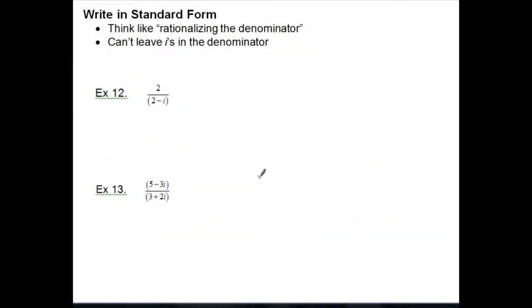Okay, here's the reason why we have to be able to find complex conjugates. Just like you're not supposed to leave square roots in the denominator, and you have to multiply by the square root of 3 to get rid of it, you can't leave i's in the denominator. So something like number 12, you are not supposed to leave an i in the denominator.